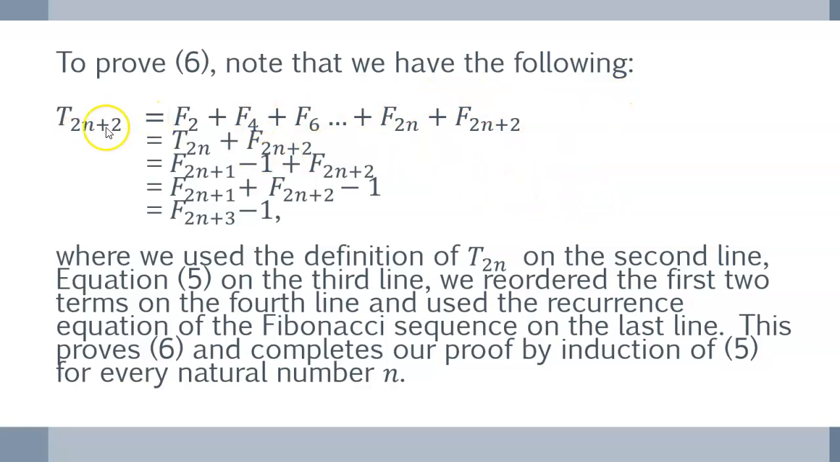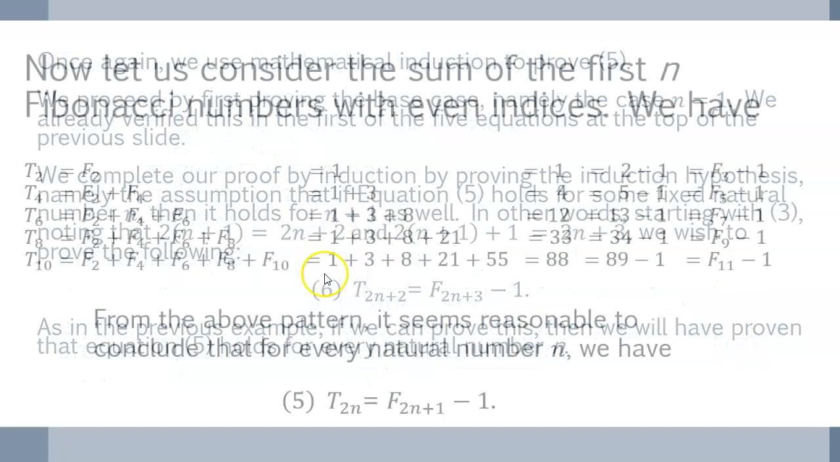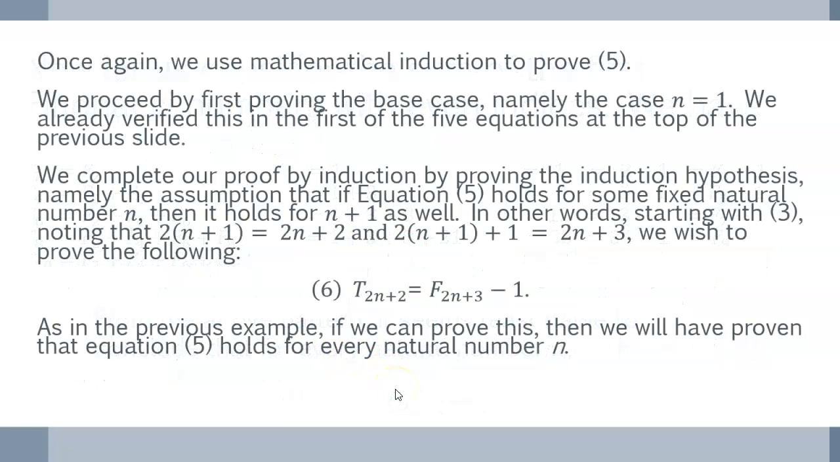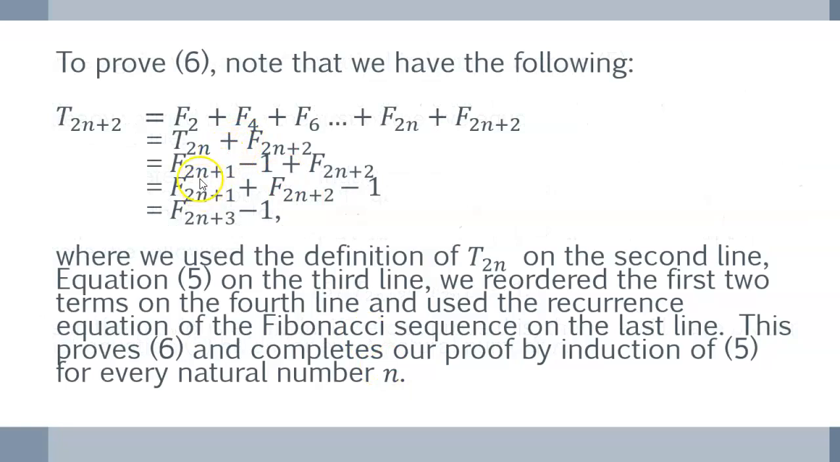All right, so to prove 6, we do the same thing we did before. We first start with the definition of T(n+1), and that's just all the Fibonacci numbers with even indices up to index 2n plus 2. And notice that the first n of these terms is T2n, so we're really just adding T2n plus F(2n+2). But now we use formula 5, this formula down here. We substitute that in for T2n. We get F(2n+1) minus 1. And then we add F(2n+2) to that.